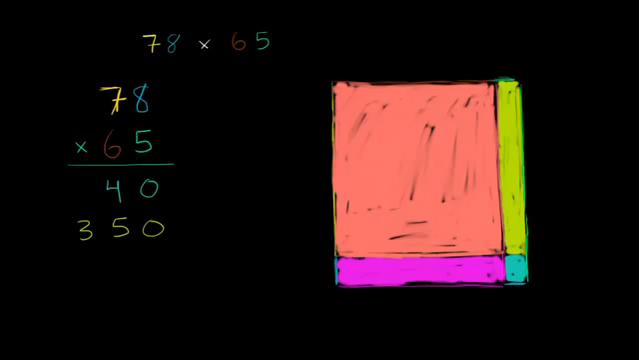Now let's go over to the 6. So let's multiply the 6 times the 8. Now we have to be careful again. This 6 is not just a regular 6, it's in the tens place. This is a 60. 60 times 8, well 6 times 8 is 48, so 60 times 8 is going to be 480. And then 6 times 7, well that would be 42, but we have to be careful.